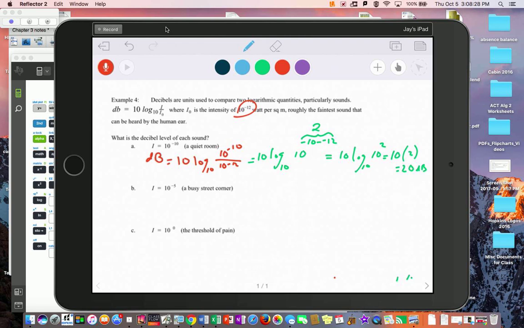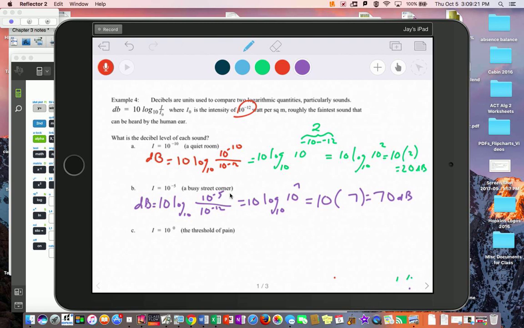So a busy street corner is 10 to the negative 5 for its intensity, and 10 to the negative 12 down here. So that'll be 10 log base 10. And again, you take your negative 5 minus negative 12, which leaves me with a positive 7 there. And log base 10 of 10 to the 7th, I call it the chunga property, and you're going to just be left with 7. So it ends up being 10 out front and 7 there, so that's 70 decibels.